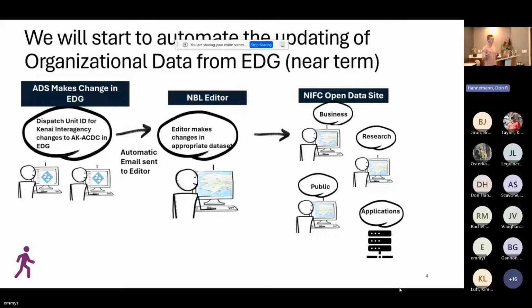I'm kind of borrowing off what we're doing with the WIFIGs and IDME and all of what's coming, using ETLs, using Edge. So once we have this organizational reference data that we're talking about in Edge, those changes, like the dispatch UnitID for the Kenai interagency, the changes to ACDC, would happen all in Edge. So the authoritative data source would go in and make the change. That's the master data. And then I would get an email.